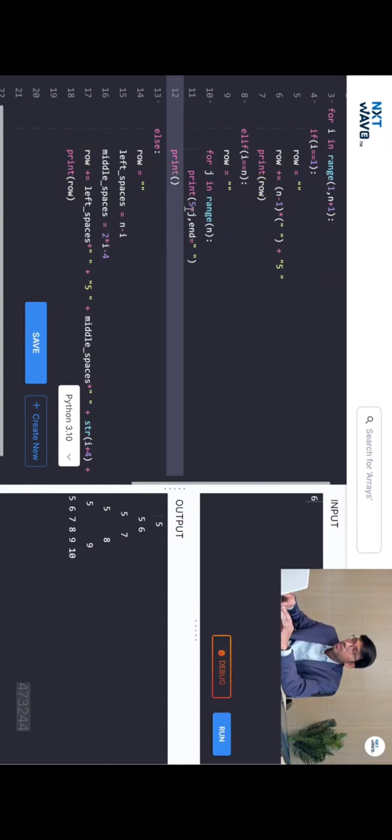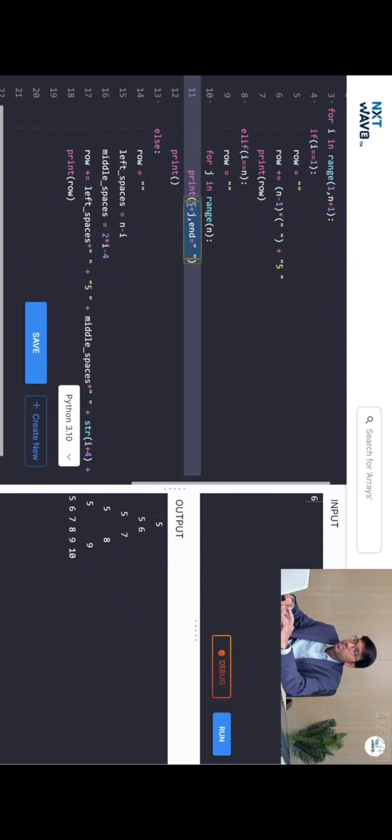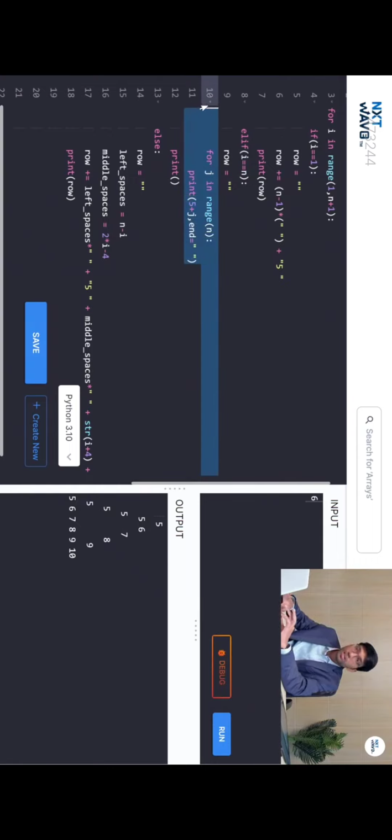Here what are we doing? We are printing small pieces. We are printing 5 space, then 6 space, 7 space, etc. So for all of this to be in the same row, we are using the end argument.